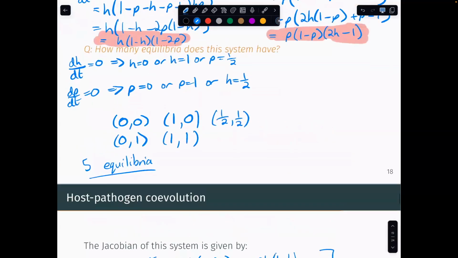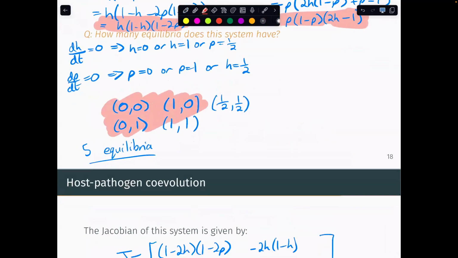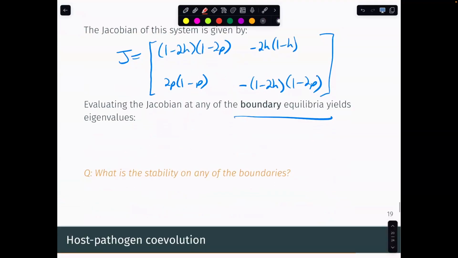And if you evaluate any of these equilibria here, you always end up with one of your eigenvalues equal to 1, one of your eigenvalues equal to -1. Can anyone remember from systems of 2 ODEs what this means in terms of stability of these different equilibria on the boundaries? I've heard of you, saddle? Yeah. There we go. So if one of our eigenvalues is positive and one of our eigenvalues is negative, that means we have a saddle.